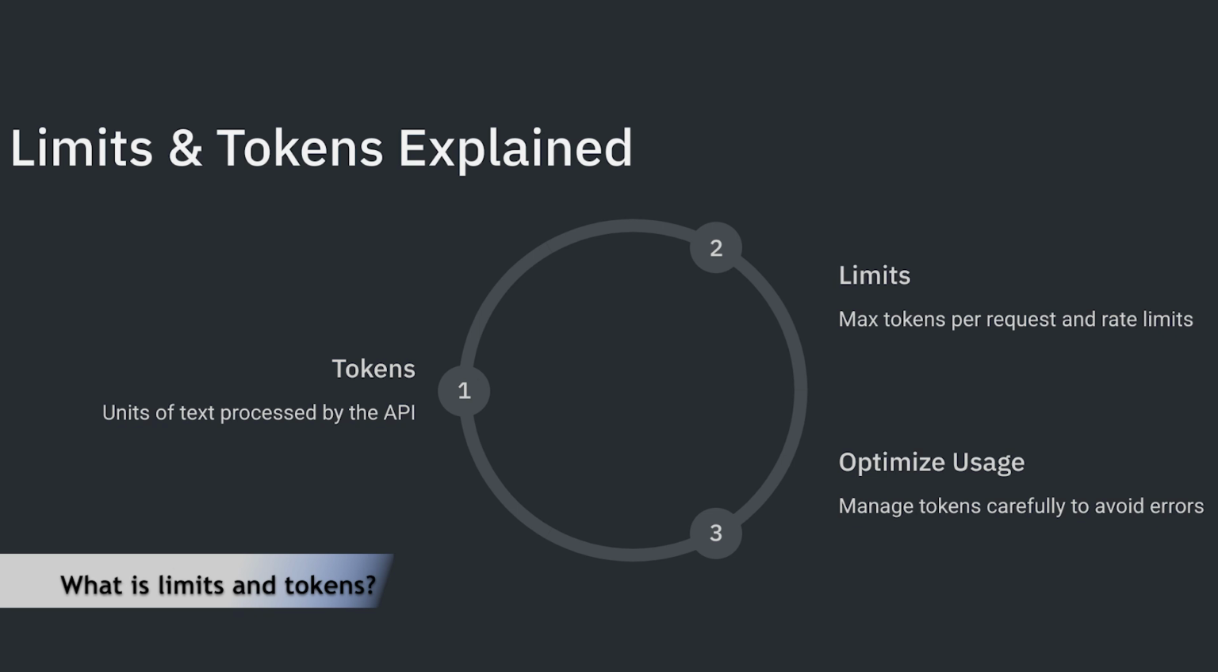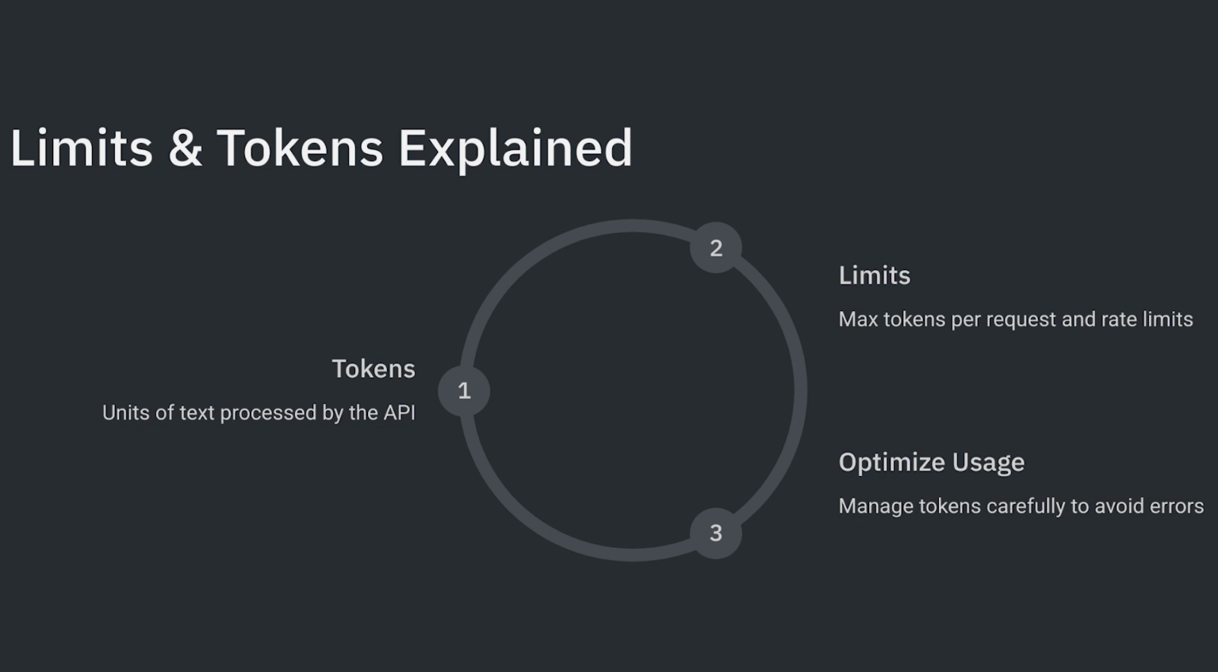Limits are restrictions on the number of requests per day or minute, or restrictions on the number of tokens. Tokens are the units that make up text. AI sees tokens, not words.